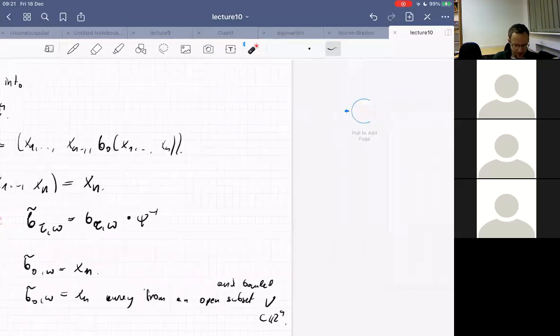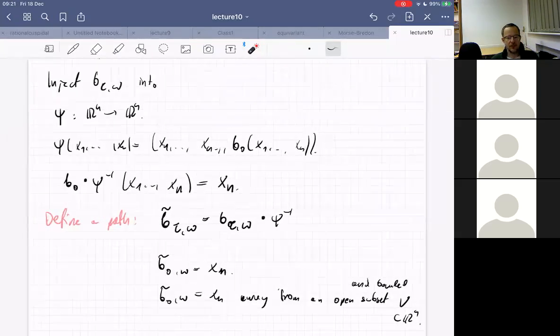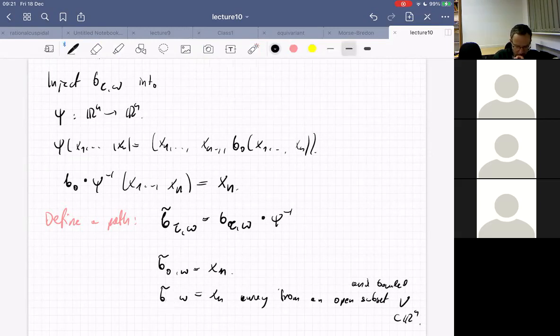Okay. I'm going to say one thing: first we write that b tilde equals xn, and then we repeat it, but with the claim that it holds only away from a subset. So because there is a typo, it's b tau of omega for all tau.